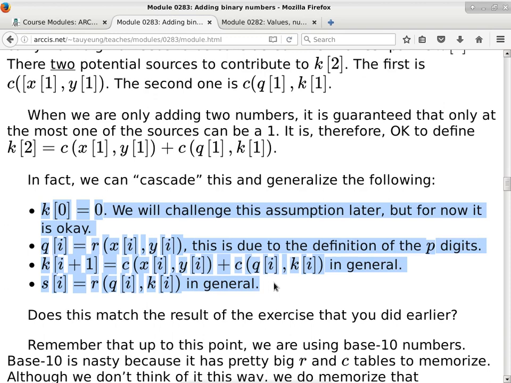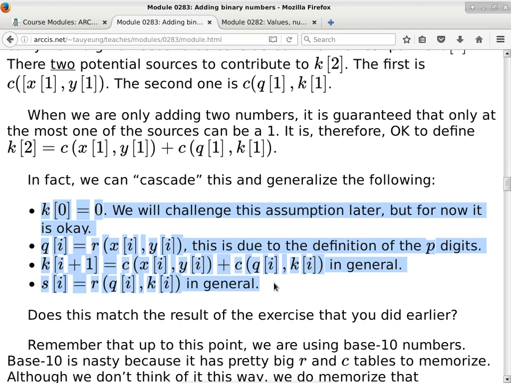What about the other addition? What about adding Q of 0 to K of 0? Q of 0 is 1, K of 0 is 0. So we are looking at the carry of 1 plus 0. Does that have a carry? So neither has a carry. 0 plus 0 is 0. So K1 is a 0. Okay? Now we look at this one here.